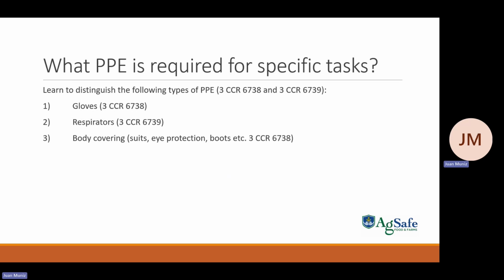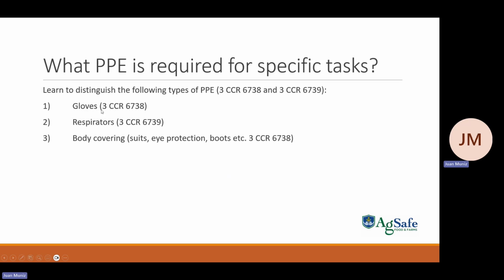And for all other body coverings, such as suits, eye protection, or boots, they fall under Title 3 of the CCR 6738. Okay, the reason we've separated them in this way is because usually gloves and respirators have their own line item in the label under PPE, and then all the other items are mentioned together. Okay, and that's usually because of the different requirements, right?